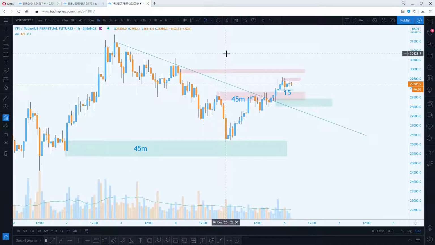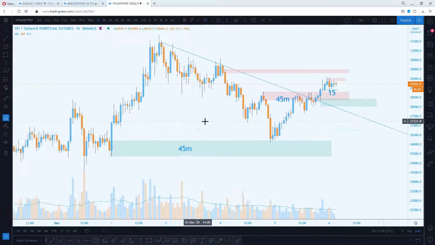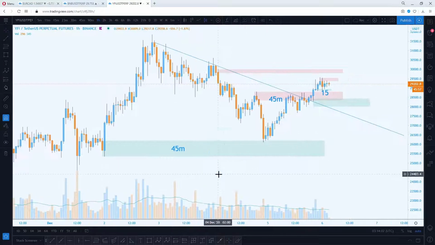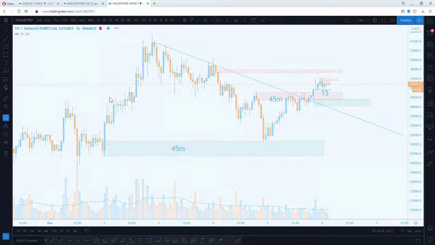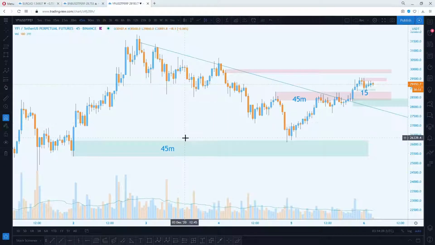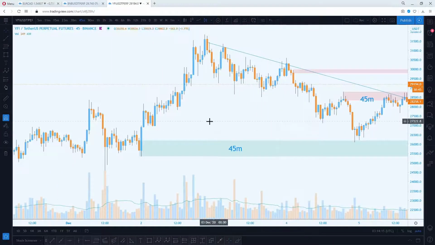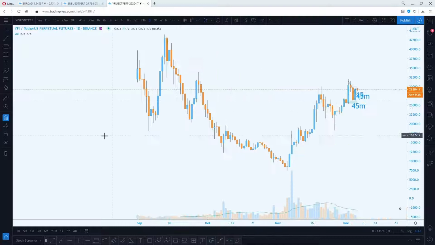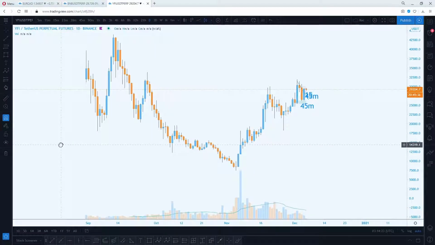So today I want to use this YFI coin as an example. I have identified some structures on a 45-minute time frame which I would like to discuss. First of all, let me go to the daily chart. I'm not using the daily chart on this, I'm using the 45 minutes as the higher time frame.